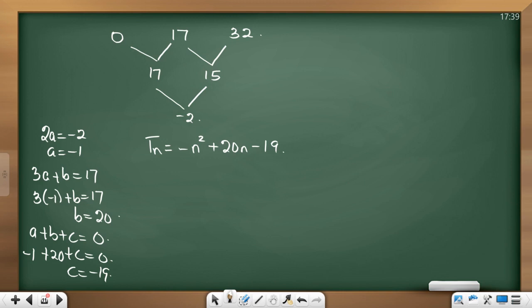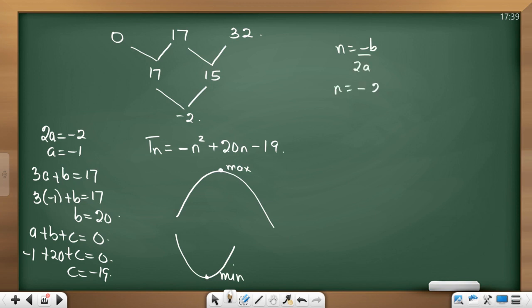You would see this is a negative here. Parabola, the graph actually looks like that. That's why the examiner is talking about maximum. If the graph looks like this, then they'll be talking about minimum. So this is bringing in functions. All I need to do is to say n equals minus b over 2a. Minus b is 20 and 1. It means T10 is the maximum. T10 is the maximum, and you can prove it.